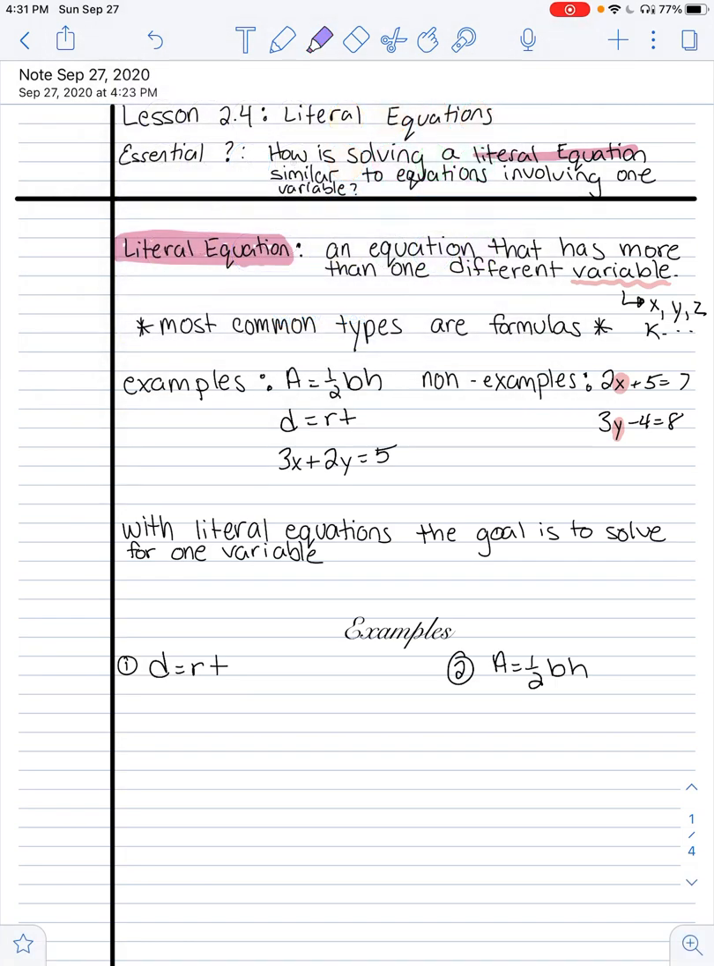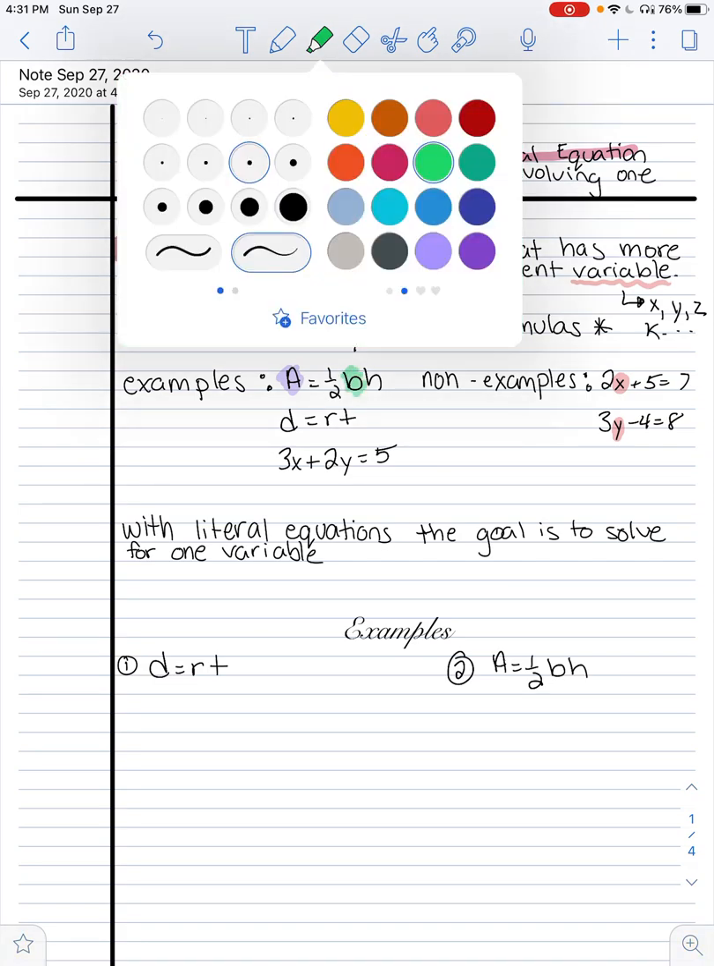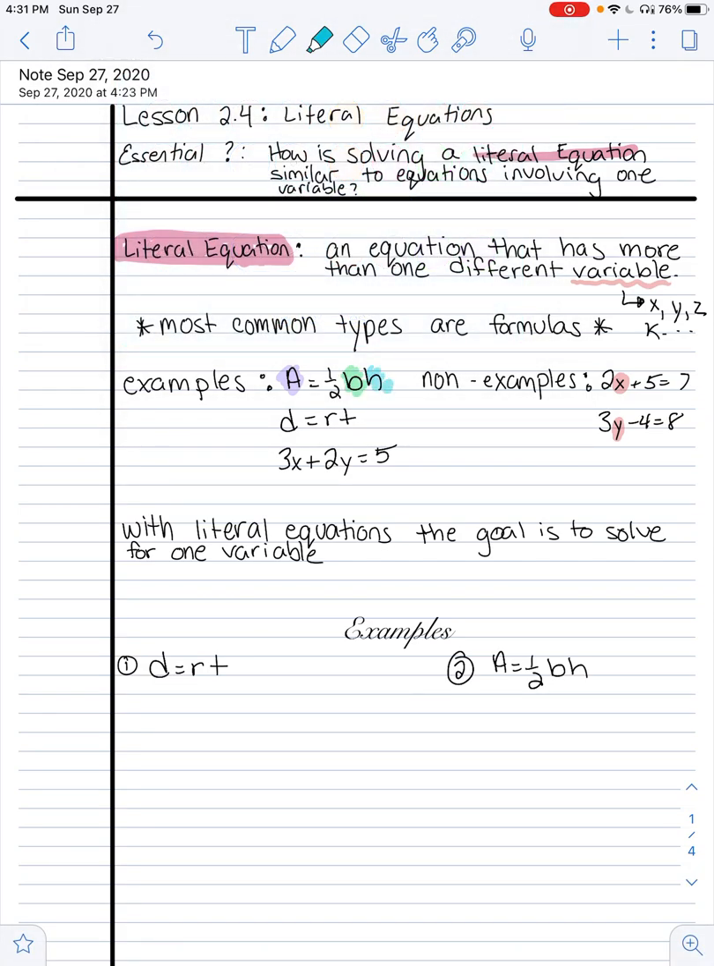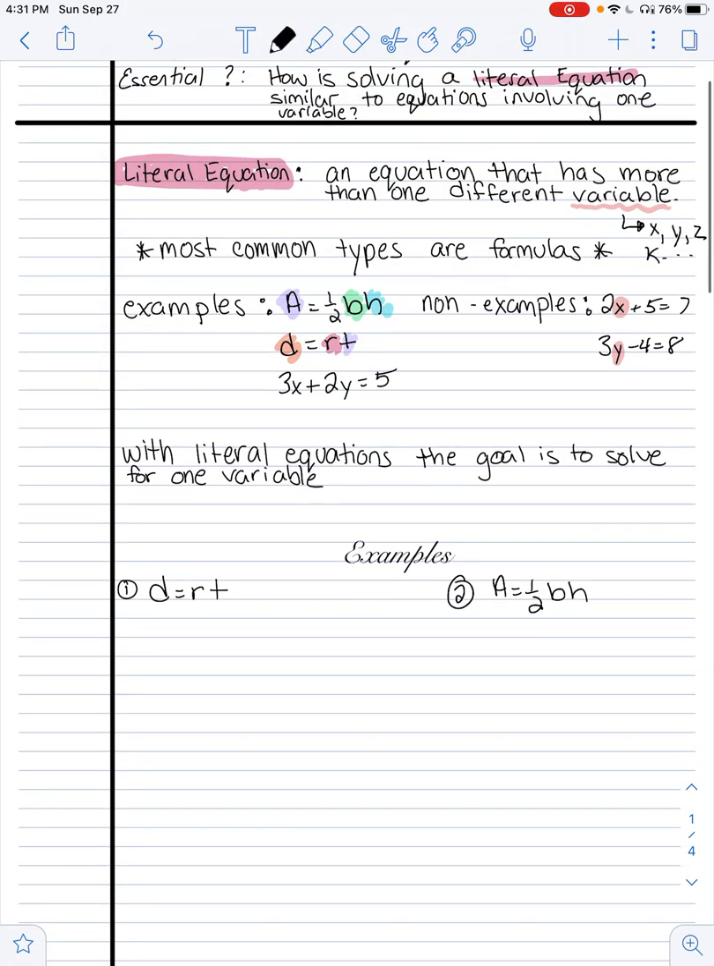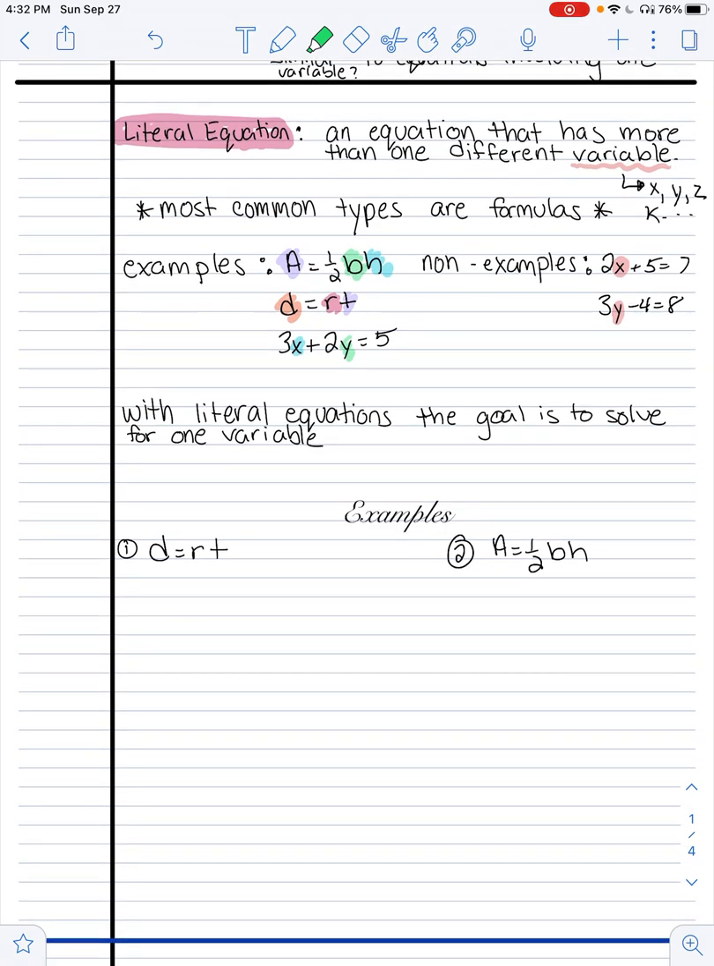Whereas in our actual examples, in the first one we have A, we have B, and we have H. Those are three different letters. Then in our second one we have D, we have R, and T. Again, three different letters. And then in 3x plus 2y we have X and Y, two letters. So a literal equation is something with more than one variable, more than one different variable. So that's what we're going to be working with today.